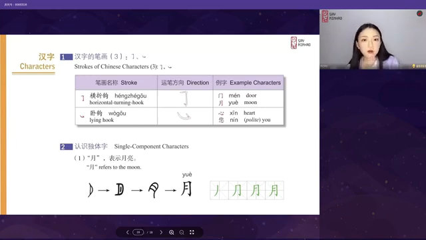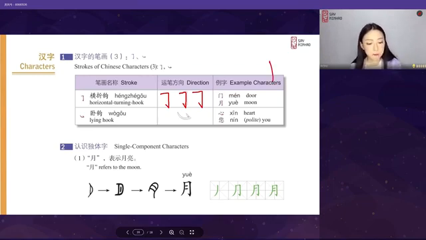First, from the name itself, we can see what it means. It is first horizontal and turn, and then hook, right? The direction of writing it is like this. Horizontal turning hook. Okay, let's see the example for it.